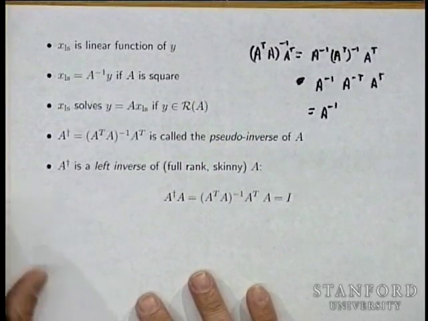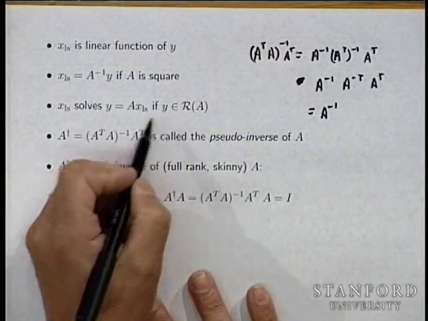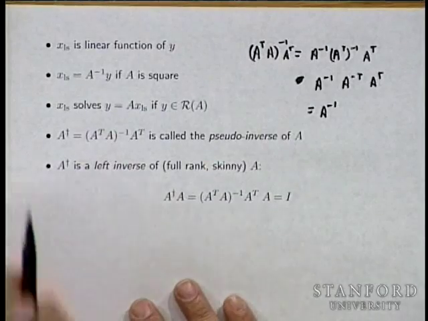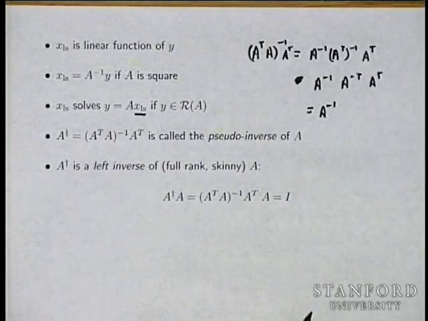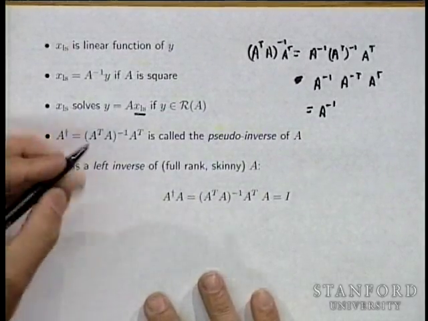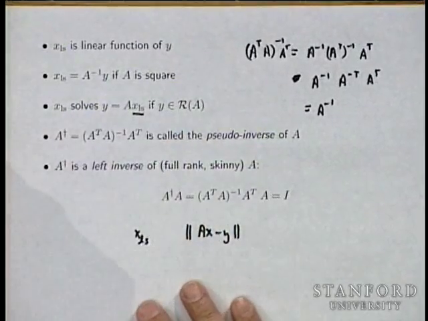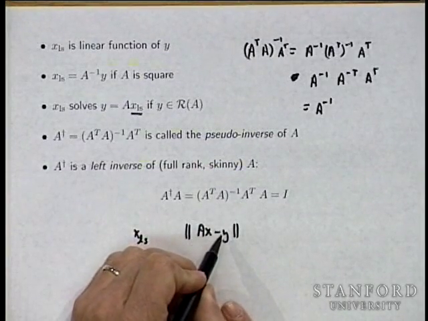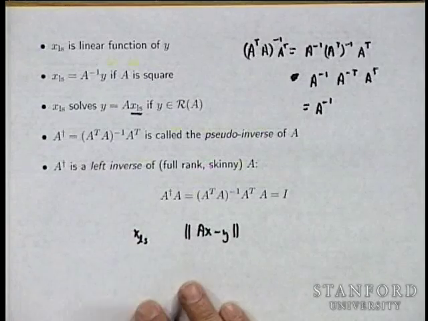Okay. Now, suppose that Y is in the range of A, that means there is an x that solves AX equals Y. In this case, it turns out x least squares is it. Okay? How do you know that? Well, just actually by the definition. X least squares minimizes the norm of AX minus Y over all possible x. But if there exists an x for which AX equals Y, then this thing can be as small as 0. You're not ever going to do any better than that, so that x has got to be x least squares.